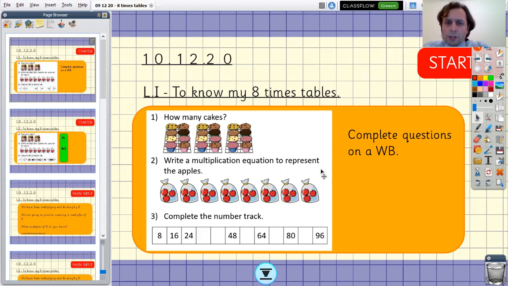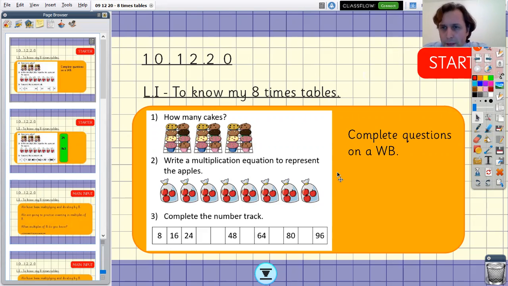Next, we've got write a multiplication equation to represent the apples. Now for this, I want you to think back to the groups. Maybe rather than thinking about bags of apples, perhaps think of the number of groups of apples. And then also think, how many groups are there? There are so many groups with so many apples in each group. What could that be as a multiplication equation?